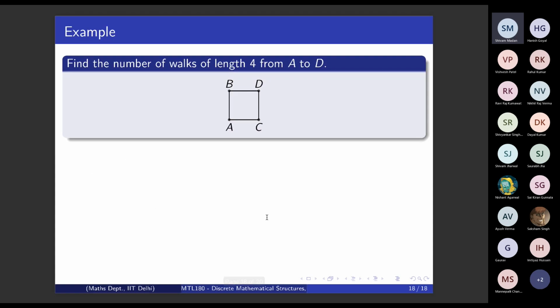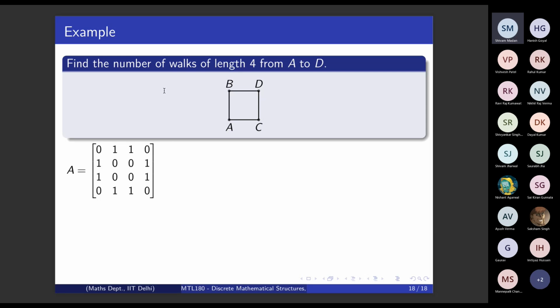And here we have an example. We ask: what is the number of walks of length 4 from A to D? So we first write the adjacency matrix. Now this is the matrix, see, so this is your A, B, C, D. Why are the diagonal entries 0? Because there are no edges between A and A. This is 1 because there is an edge between A and B. This is also 1 because there is an edge between A and C. This is 0 because there is no edge between A and D, right? So in this way we write this matrix.